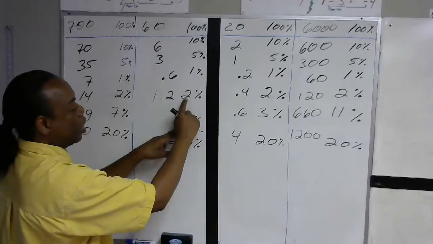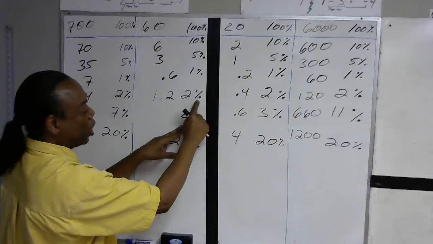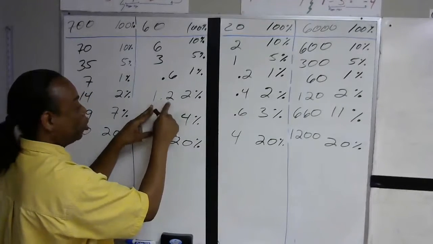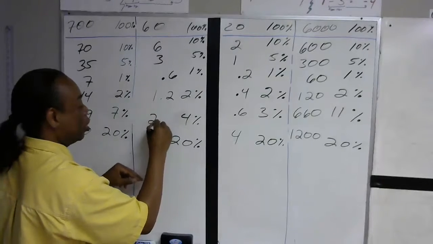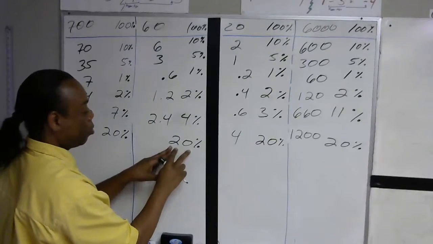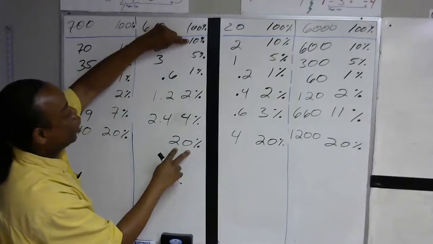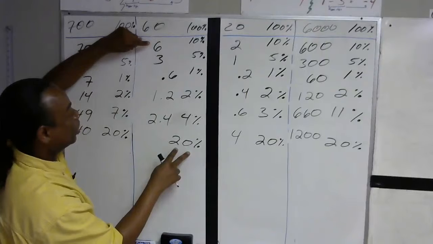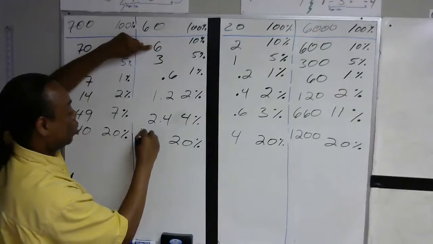4%. 2% times 2 is 4%. So 1.2 times 2 is 2.4. 10% times 2 is 20%. 6 times 2 is 12.